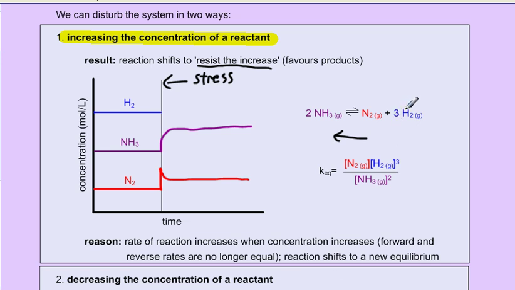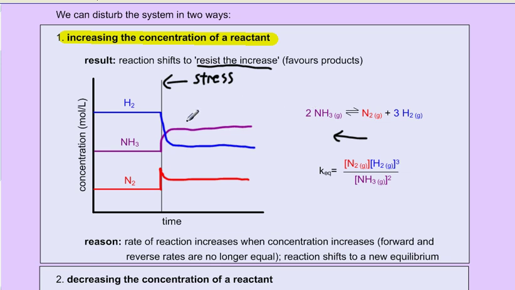We're also going to be using up hydrogen. If we're shifting to the left to use up that extra nitrogen we added, we're also going to use up more hydrogen, so that hydrogen amount is probably going to go down quite a bit. Notice the jump I made for the hydrogen is bigger than the jump for the other two. There are 3 moles of hydrogen reacting with 1 mole of nitrogen and 2 moles of ammonia in this reaction.